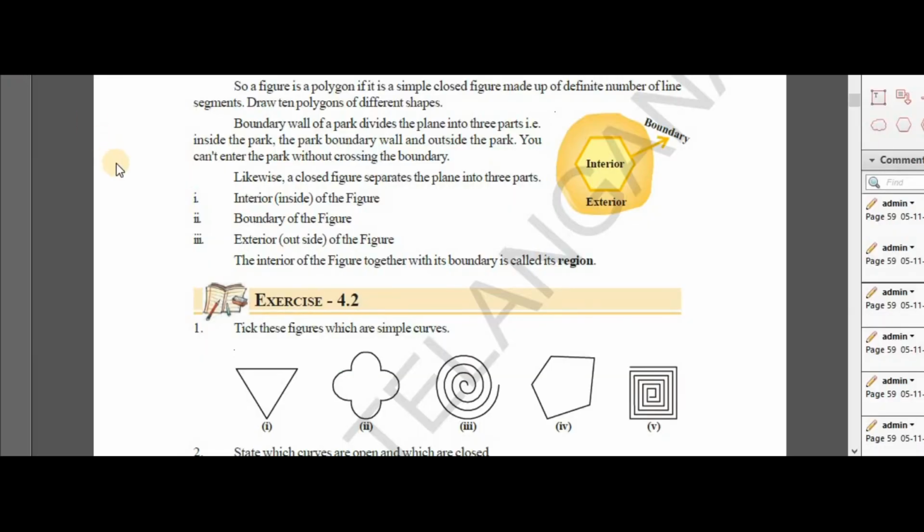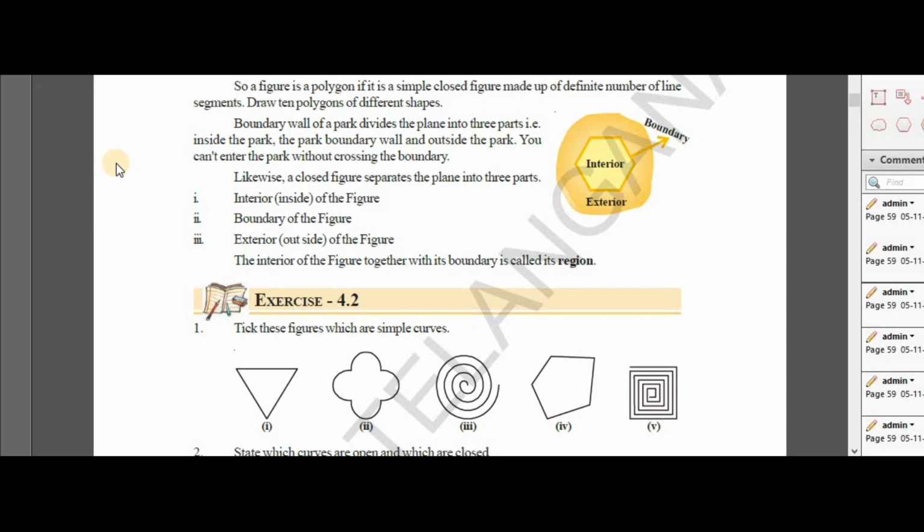So students, now you saw what are the different polygons we have. Now we will see the next part. The definition of a simple closed figure is already over. The boundary wall of a park divides the plane into 3 parts, that is inside the park, the boundary wall, and outside the park. You can't enter the park without crossing the boundary. Likewise, a closed figure separates the plane into 3 parts, that is inside, boundary, and outside.